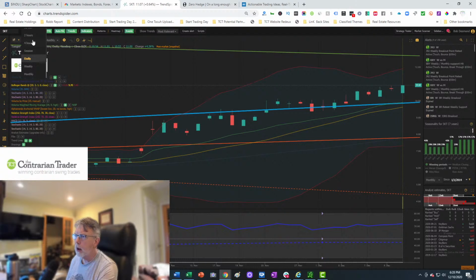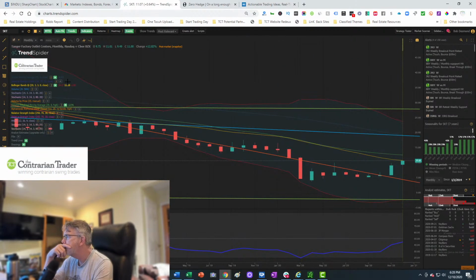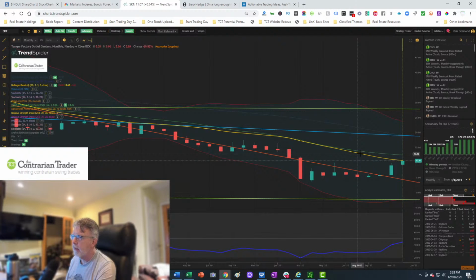Let's begin with the monthly chart. This line here in yellow is a volume weighted moving average. It connects the prior peaks. So this is going to act as resistance. But it looks good.